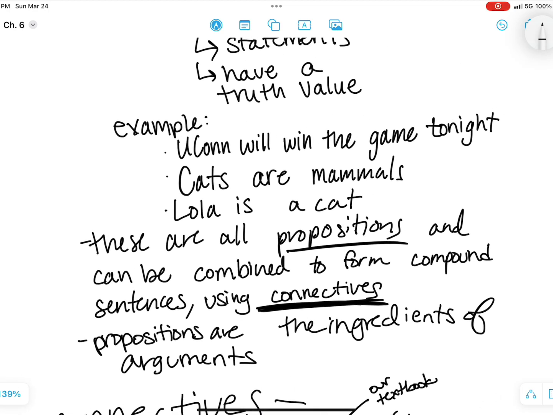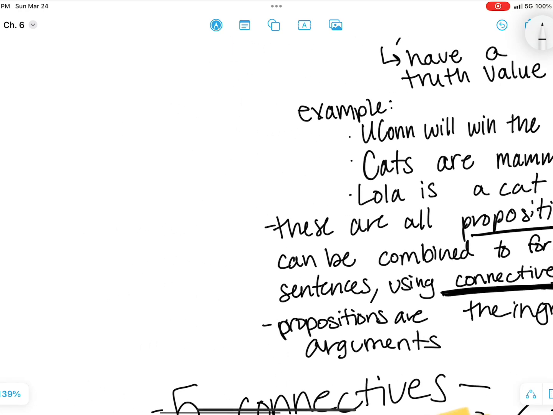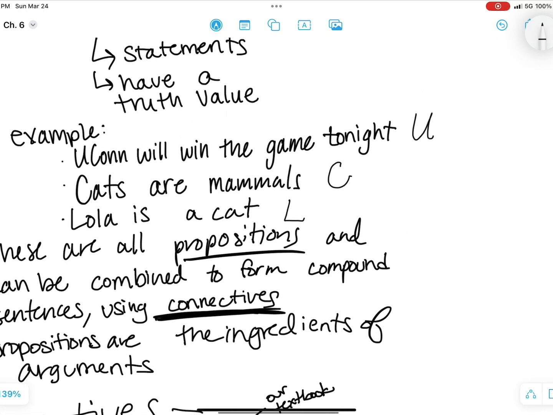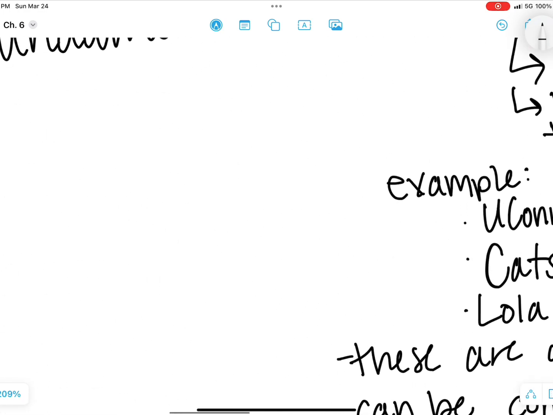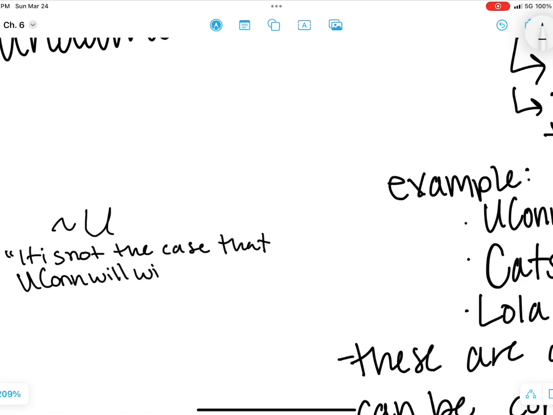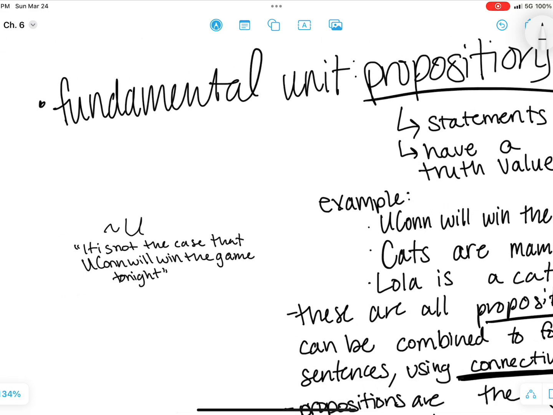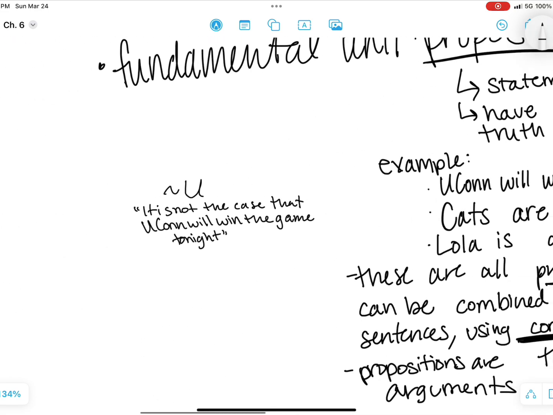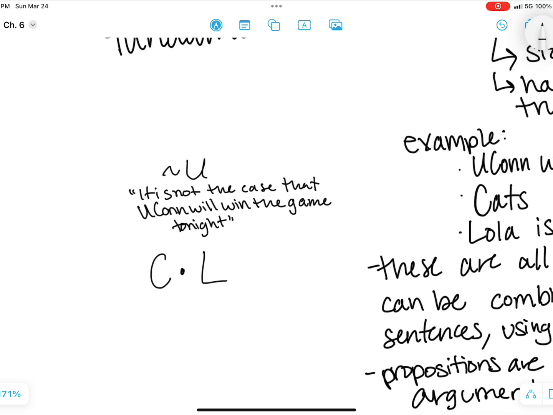Go back to these proposition examples that I gave earlier, and let's assign each of them a letter. So call this one U, call this next one C, and call the third one L. So UConn will win the game tonight. If that proposition is called U, then the proposition that they will not win the game tonight will be symbolized by not U. UConn will not win the game tonight, or it is not the case that UConn will win the game tonight. Maybe that's because they will lose the game, or maybe that's because there's no game in the first place.